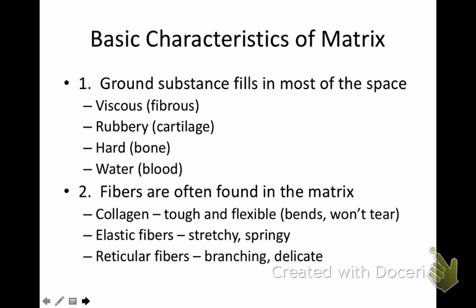Depending on the tissue type, that ground substance can be like water. It can be like molasses, kind of thick and syrupy. It can be rubbery. It can be very hard, or it can be entirely liquid. So depending on the tissue type, the ground substance, which fills up most of that space, can be completely liquid or completely solid.